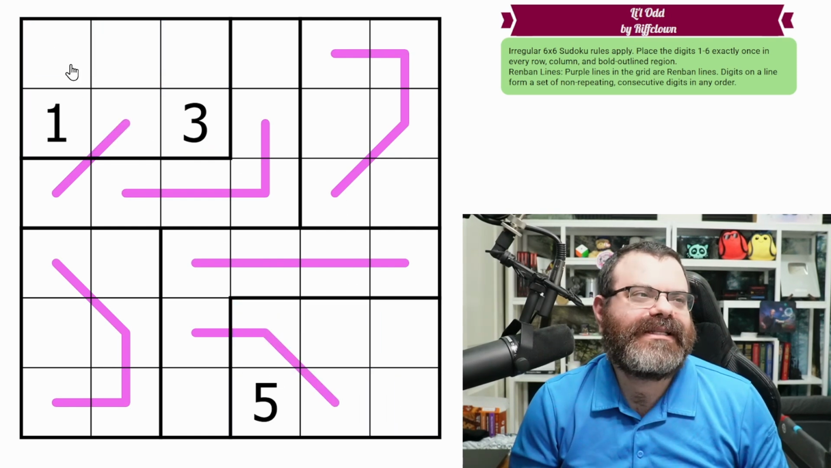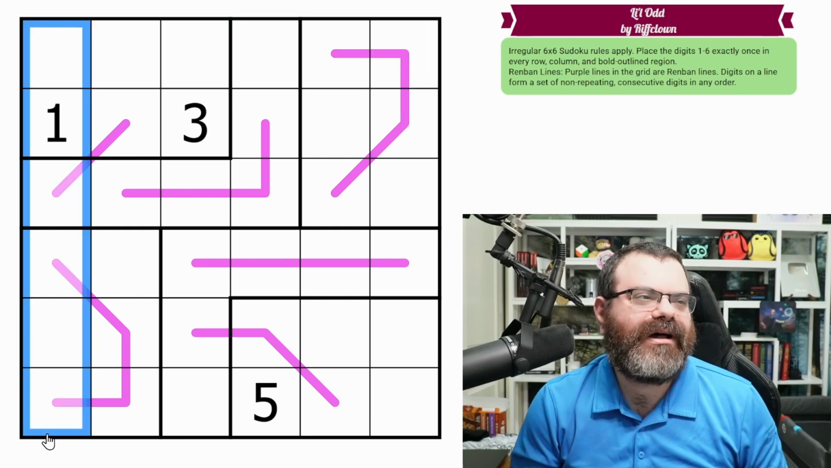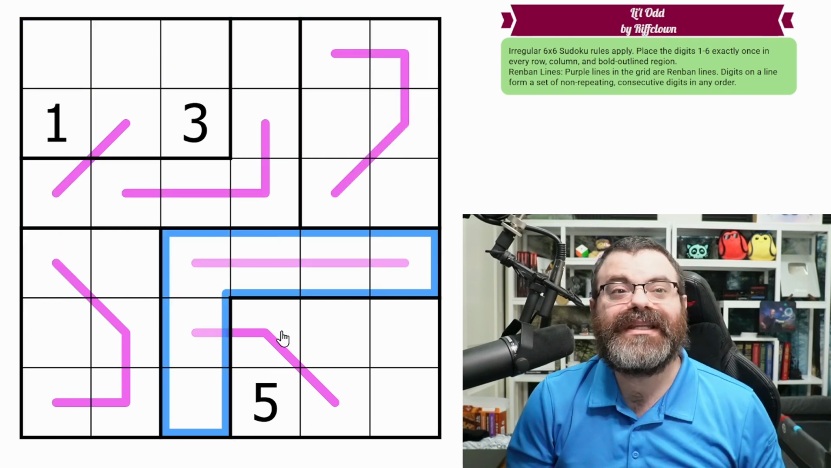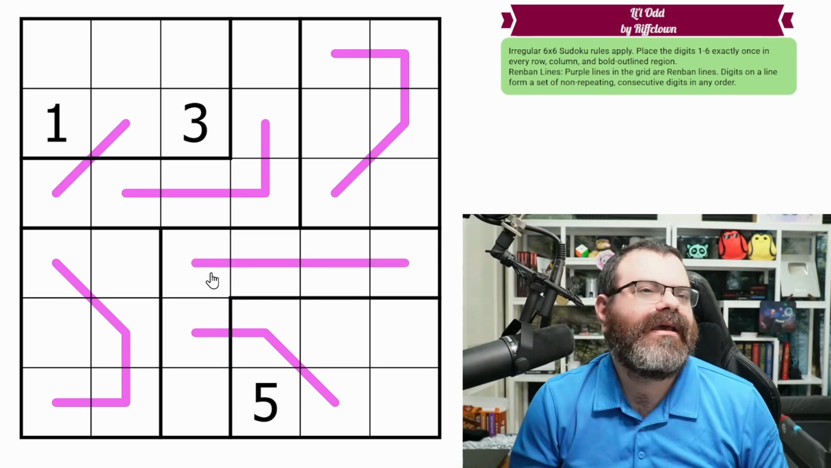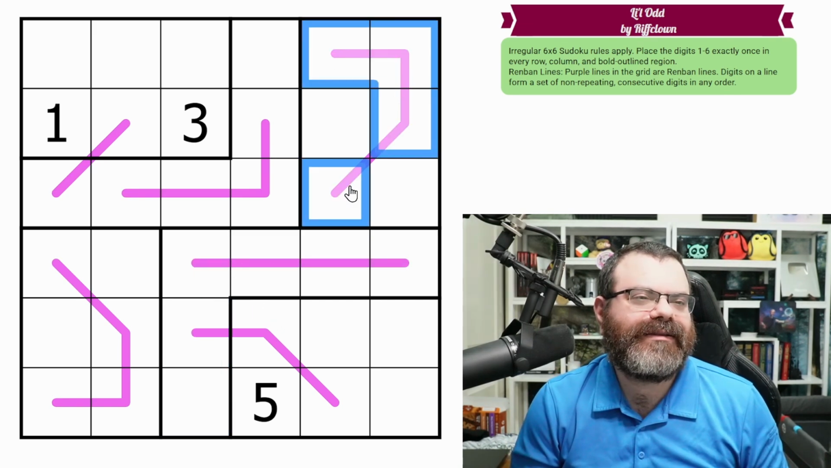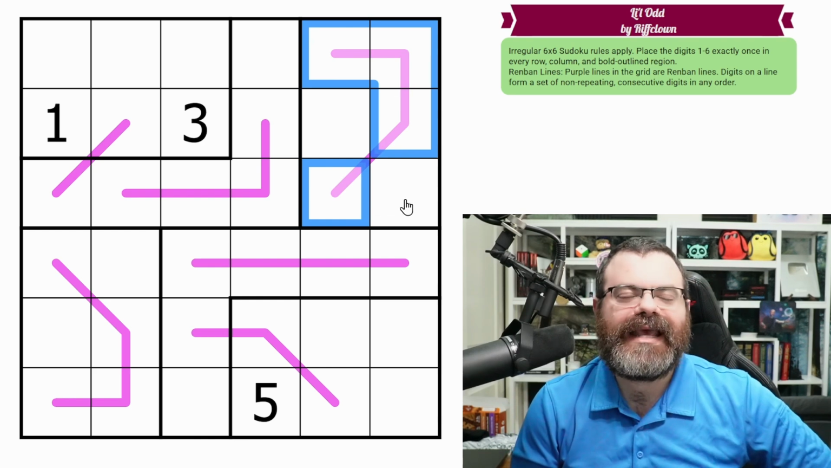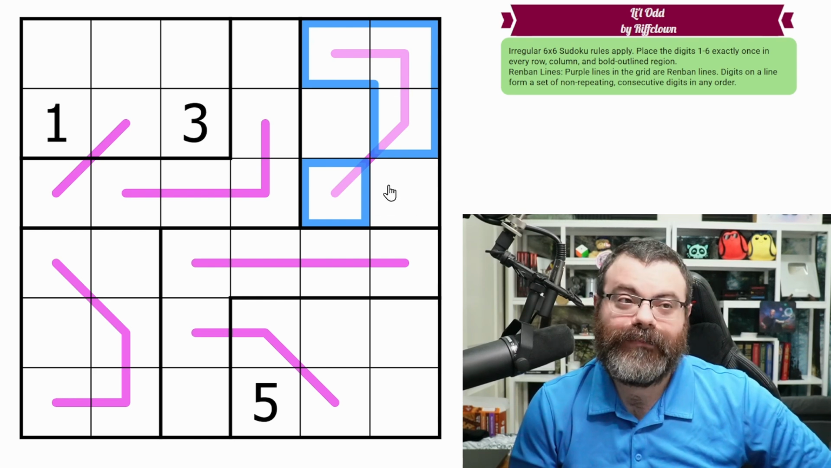Anyway, that means in each row, each column, and each of these bold outlined regions, we have the digits 1 to 6 exactly once each. We also have these renbands in the grid. These are these purple lines. Renbands have a non-repeating consecutive set of digits in any order.